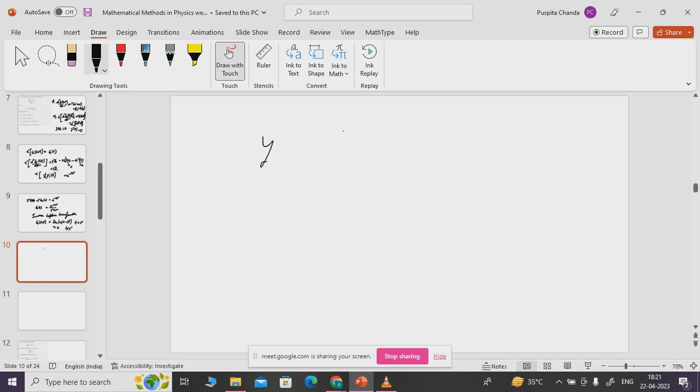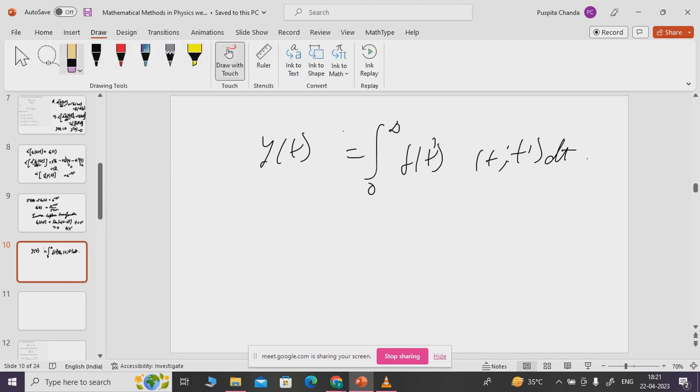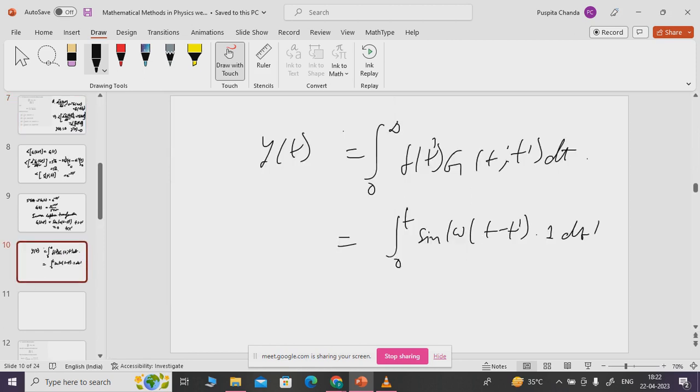So the solution is y(t) = integral from 0 to infinity of f(t') G(t,t') dt'. So it will be the integral from 0 to t of sin(ω(t - t')) times 1 dt'. So now we need to integrate it.